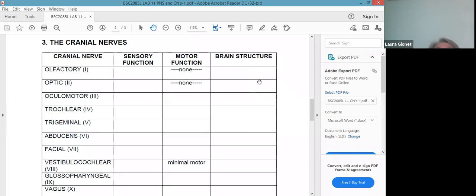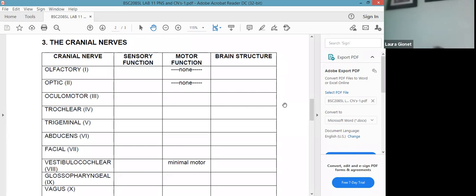But if you wanted to use this column that says brain structure, you could cross that out and just put model or slide, because the taste bud slides for next week's lab, which covers sensory functions and systems, are going to represent taste. And taste is associated with cranial nerves 7, 9, and 10. So you might use that column for that purpose.